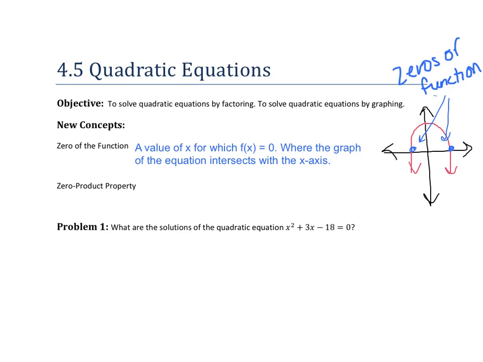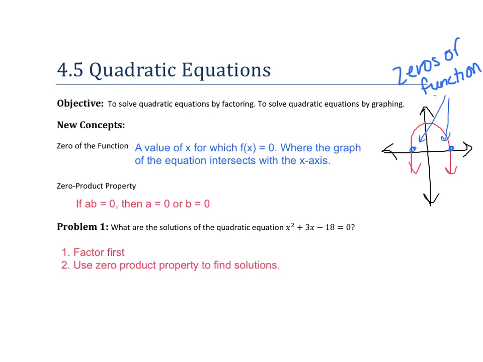In the zero product property, basically what it's saying is if you have two factors, a times b is equal to 0, then a has to be 0 or b has to be equal to 0. That's the only way you're going to get 0 as an answer. One of the factors would have to be equal to 0.